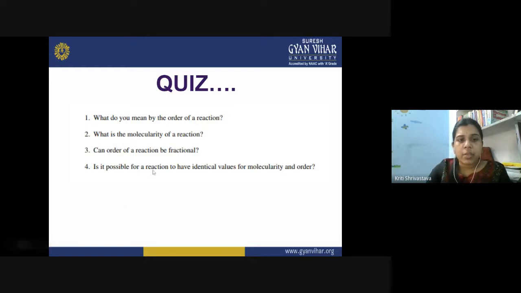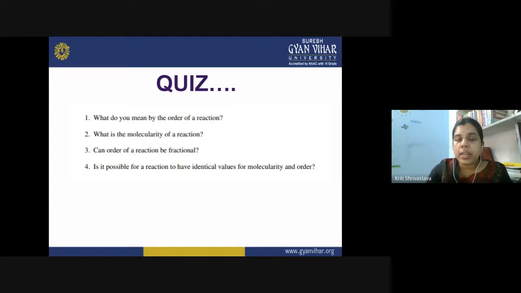First of all, what do you mean by the order of the reaction? You have to define it, and you have to write down how you determine it. The second question is, what is the molecularity of a reaction? How do you get the molecularity? You get it from the balanced chemical equation, right?